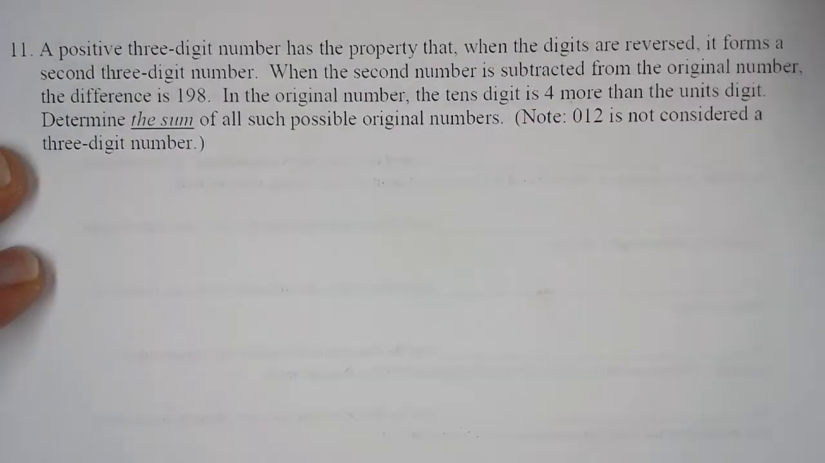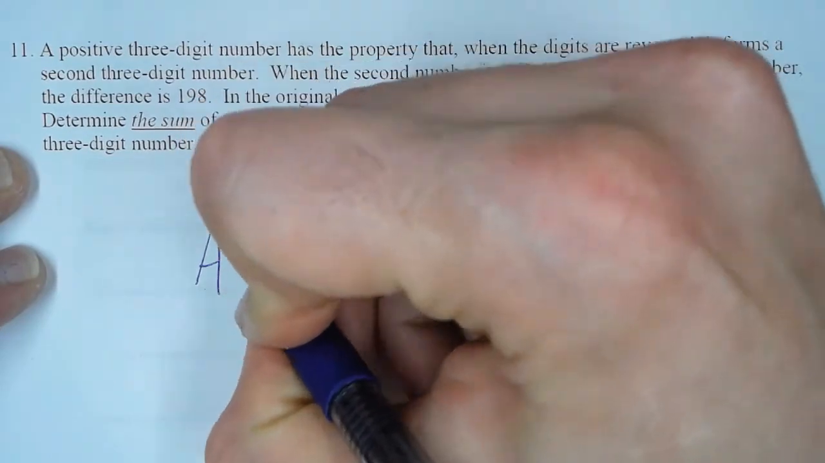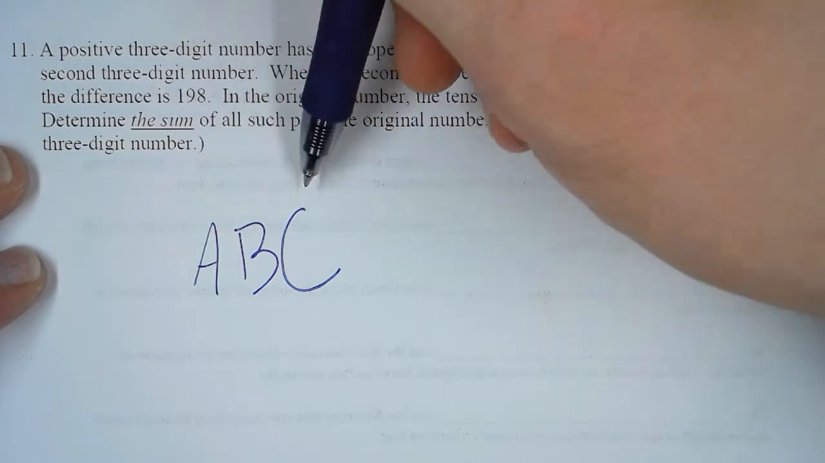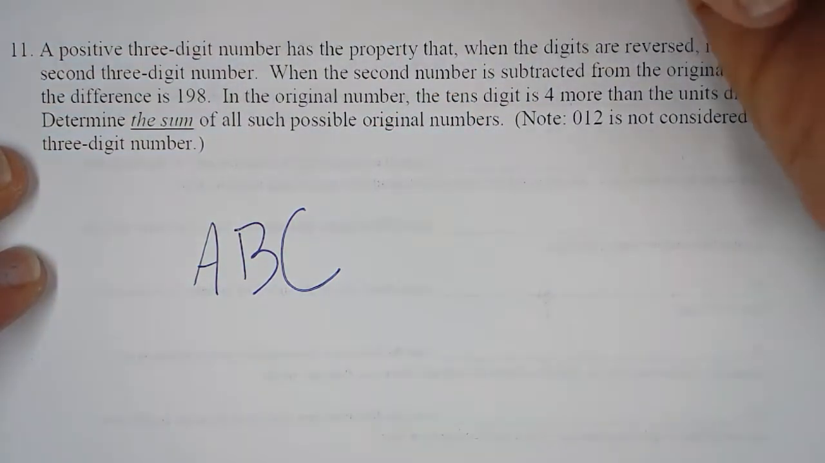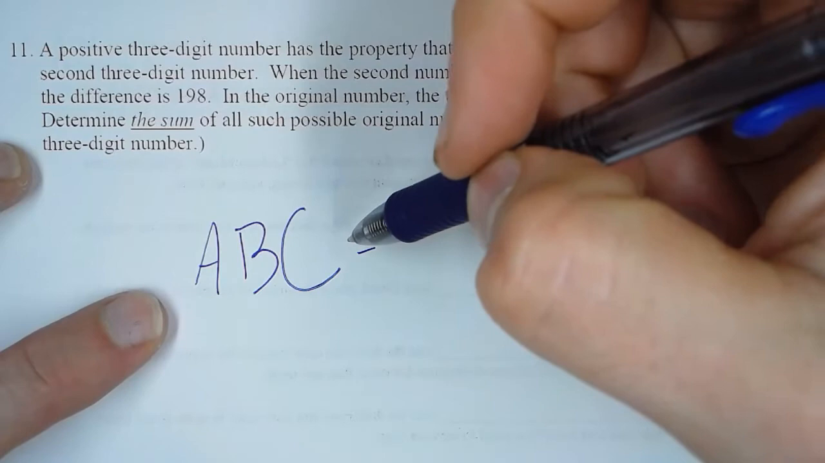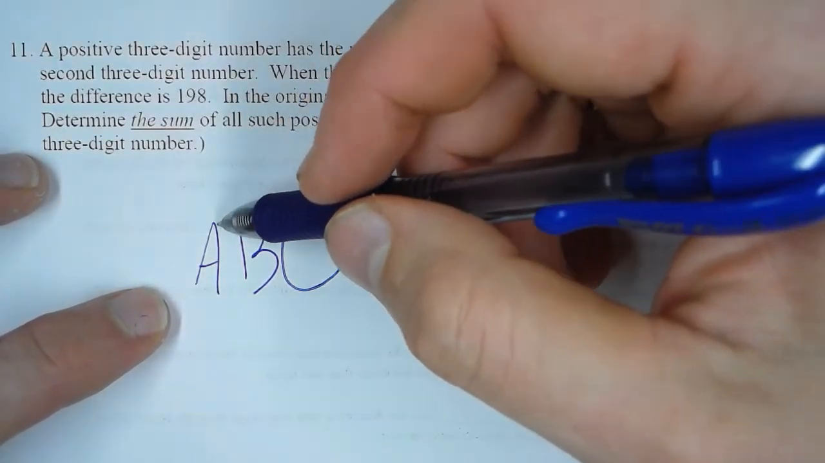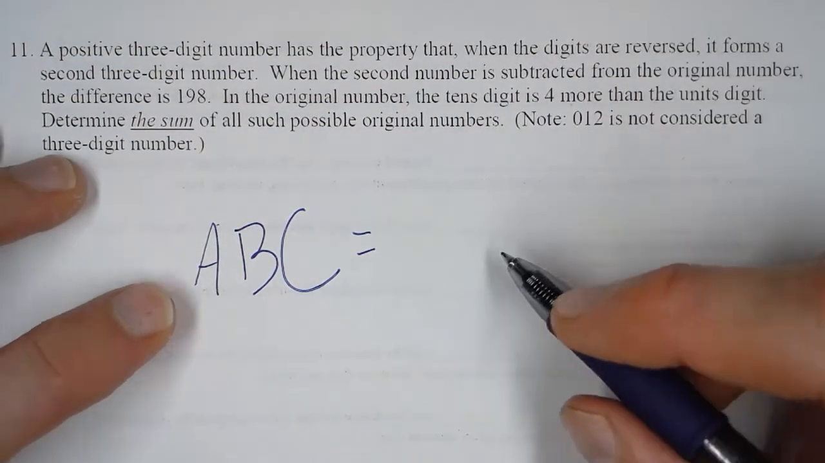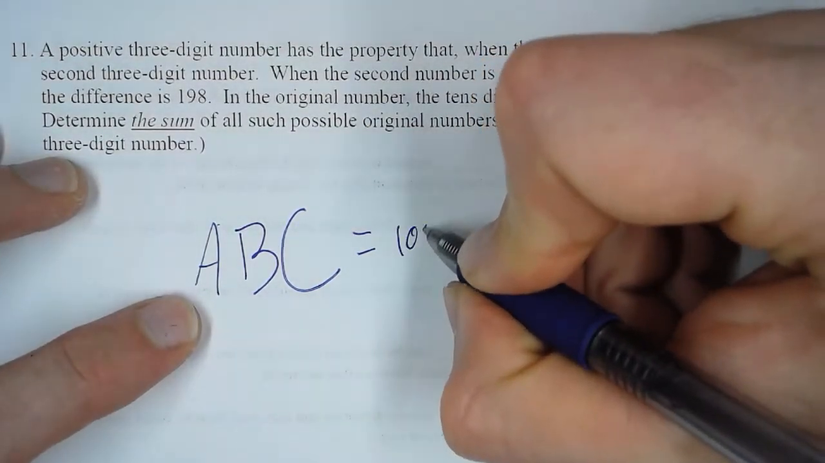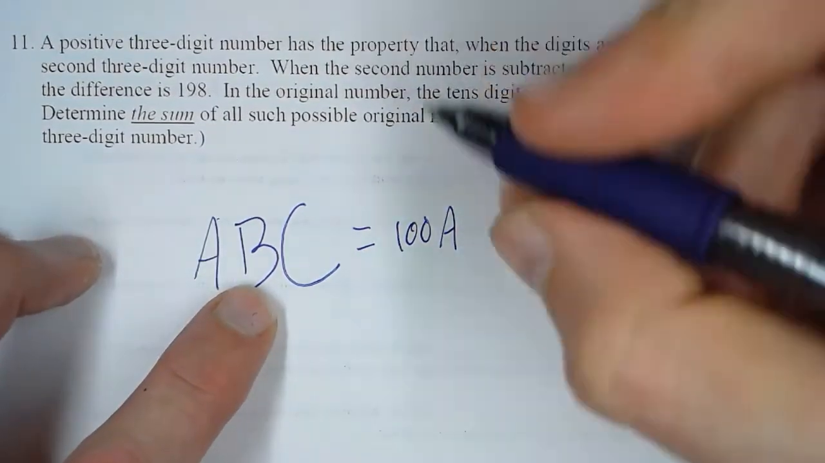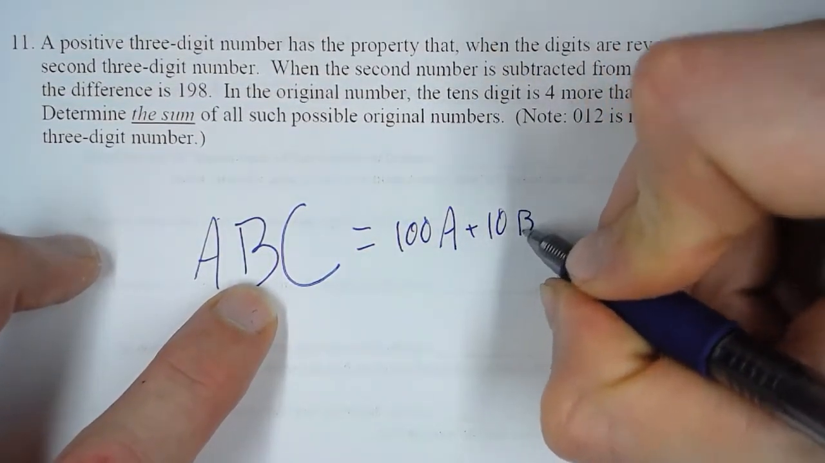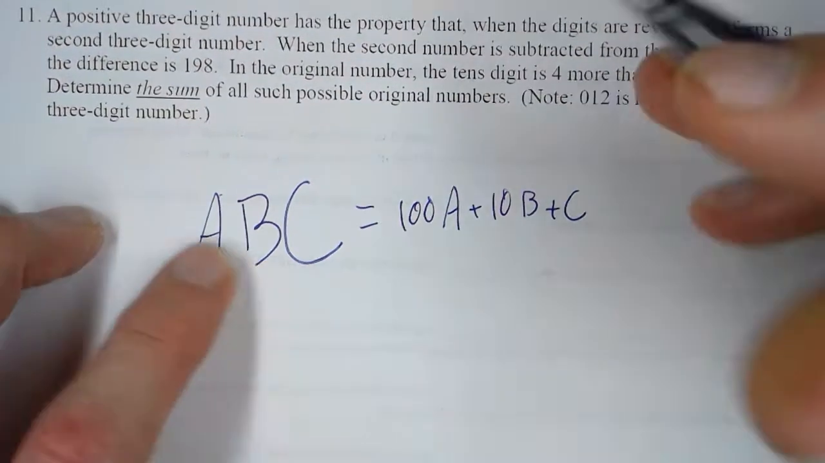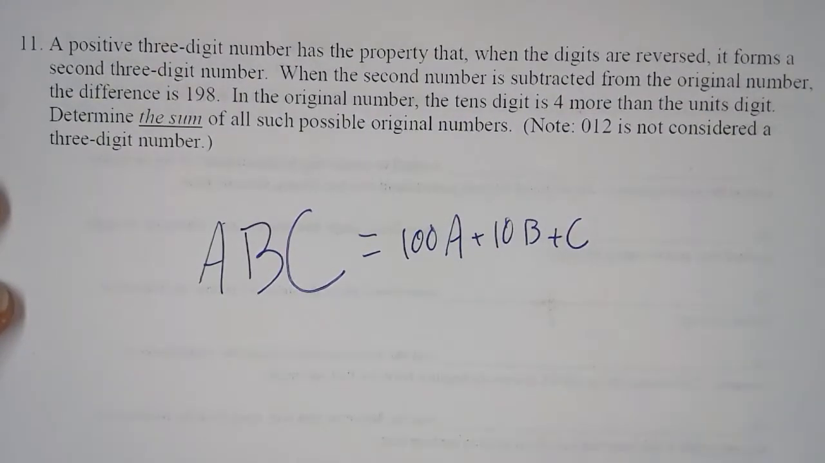All right, so let's think of a generic number, ABC. A is the hundreds digit, B is the tens digit, C is the units digit. Now, writing it like this is actually incorrect because this would make us think A times B times C. That's not what's really going on. What's really going on is whatever A is, we're multiplying by 100 to put it into the hundreds place. B is multiplied by 10 to put it into the tens place, and then C is in the units place, so it's just added. Now, this is the original number.